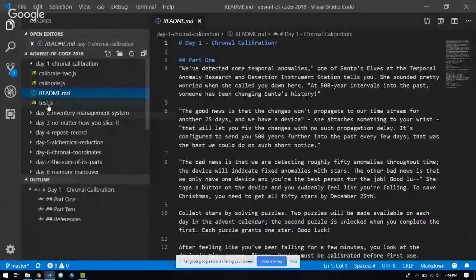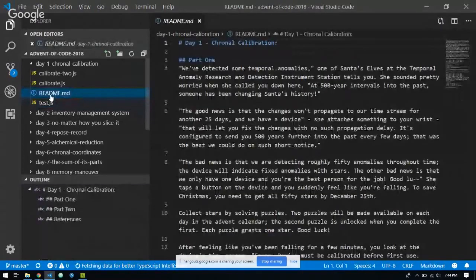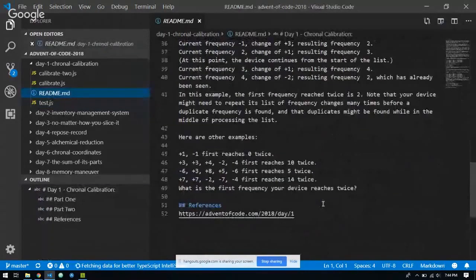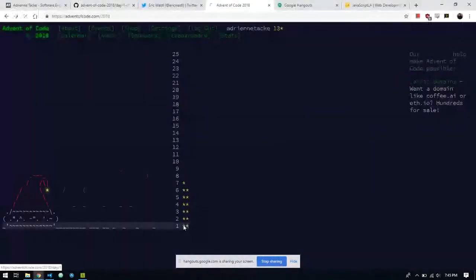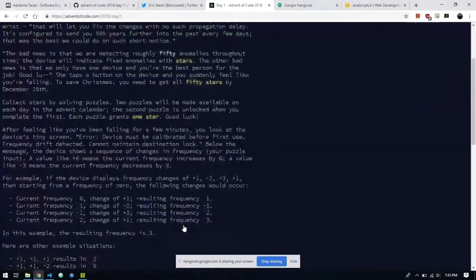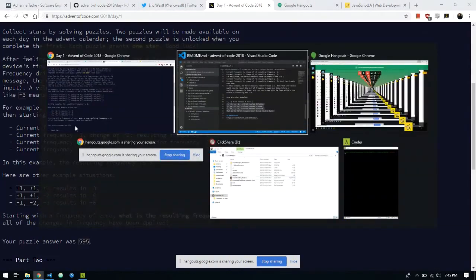That's the tests. And for each question here, you'll see that they give you examples. And these are very important. So you'll see here, for example, if the device displays frequency changes of +1, -2, +3, +1, then starting from a frequency of 0, the following changes would occur. So these are essentially your test cases. And that's what I did. I took each of these inputs and expected outputs, and I translated that into a test.